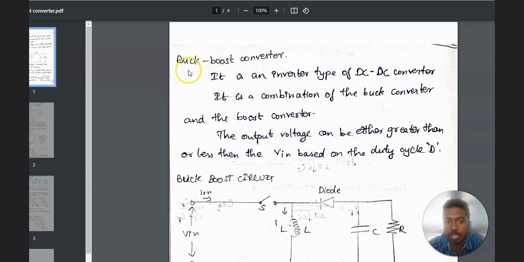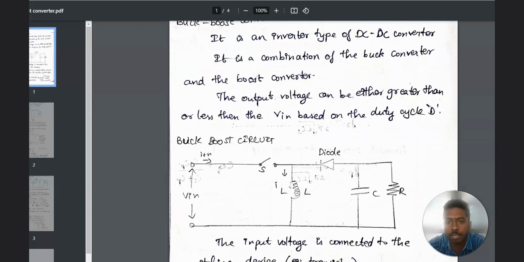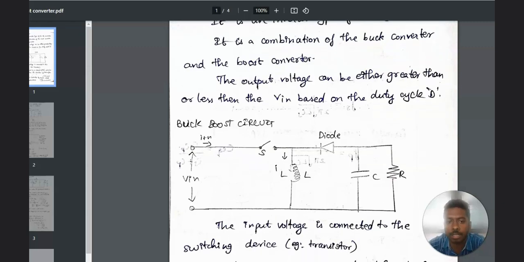That is, when you compare the output voltage of a boost converter, it will be very high compared to the input voltage, whereas in the buck converter the output voltage will be very low compared to the input voltage. This buck boost converter can act as either a step up converter or a step down converter. It is again a type of DC to DC converter, where the output voltage can be either greater or lesser than the input voltage.